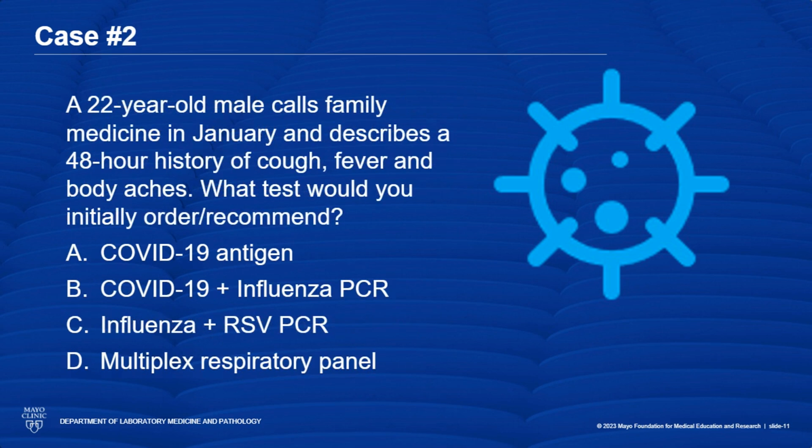The second example case is a 22-year-old, otherwise healthy male who calls into family medicine again in January and describes a 48-hour history of cough, fever, and body aches. So this is what we would define as an influenza-like illness. In that situation, what test would you initially order or recommend? A COVID-19 antigen test, a COVID and flu PCR, an influenza and RSV PCR panel, or do we want to cast a broad net and order up a multiplex respiratory panel?